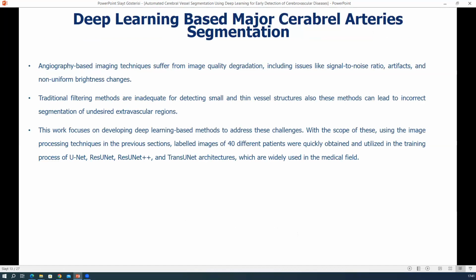Angiography-based imaging techniques suffer from image quality degradation, including issues like signal-to-noise ratio, artifacts, and non-uniform brightness changes. Traditional filtering methods are inadequate for detecting small and thin vessel structures.